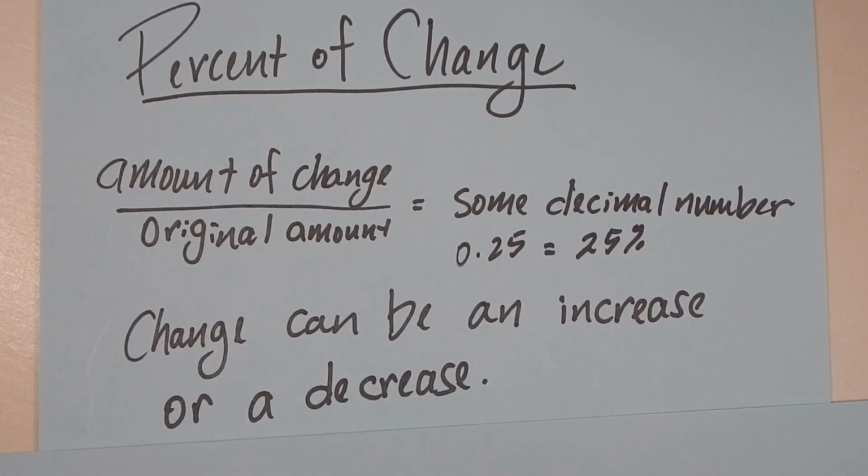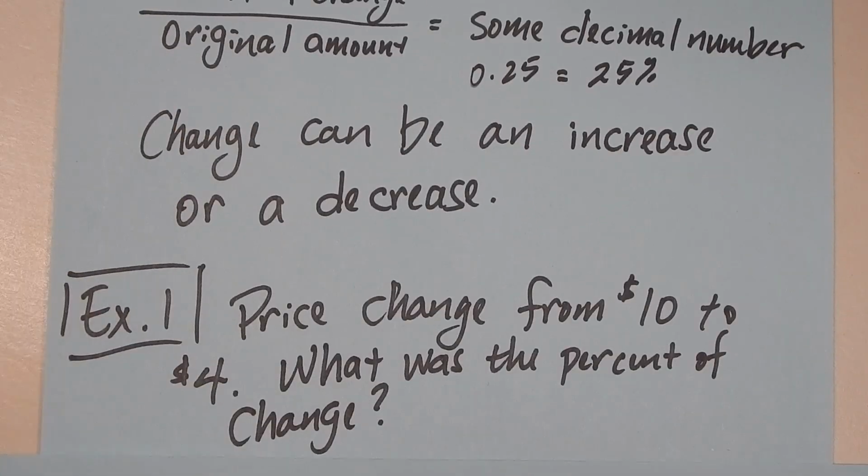Okay, so understand that change can be either an increase or a decrease. Change can't be nothing. It can't be equal to 0 because that's not a change. So you're either going to go up or down. So your number is either going to increase or decrease. So we'll look at some examples here.